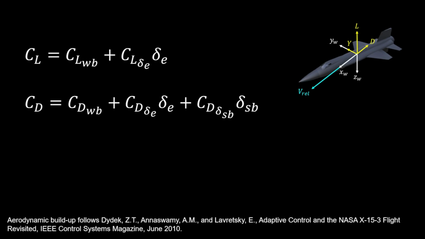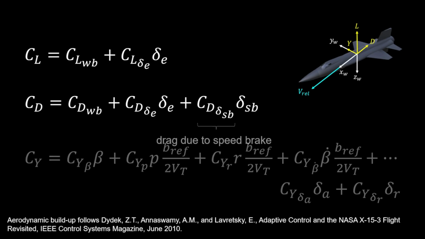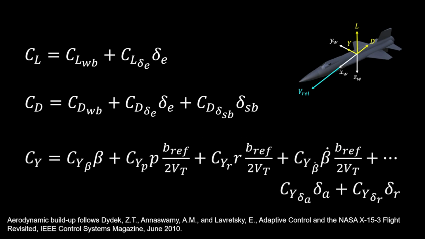The definition of the first two terms follow from our discussion of the lift coefficient. In the rightmost term, the subscript delta SB represents speed brake position, computing drag due to speed brake. The side force coefficient is more complex, having 6 terms.